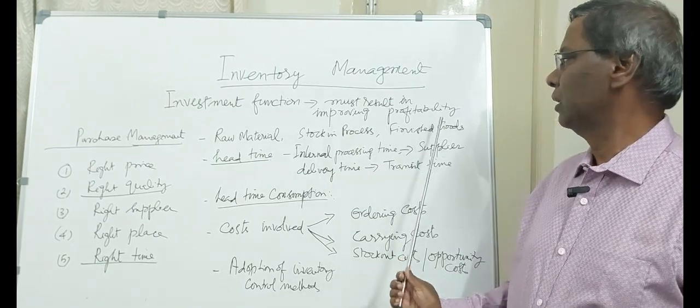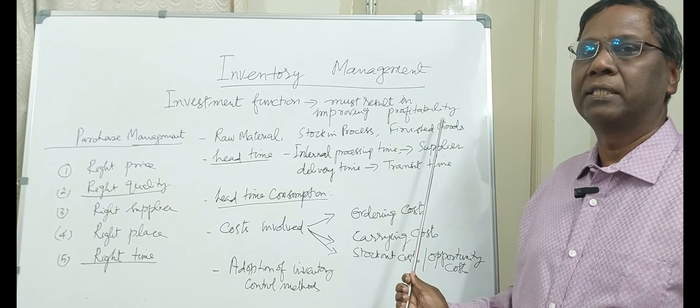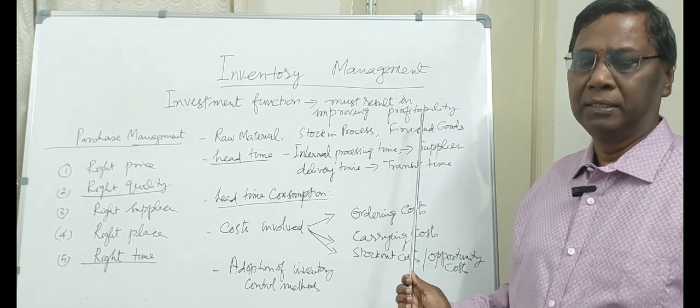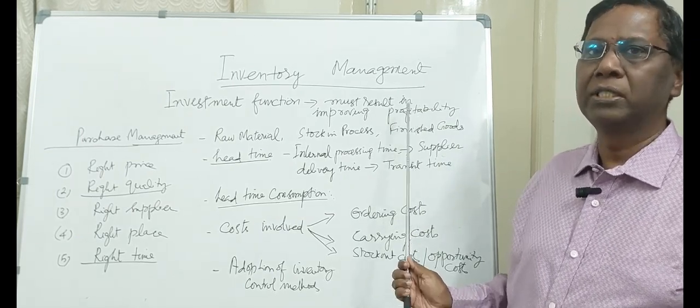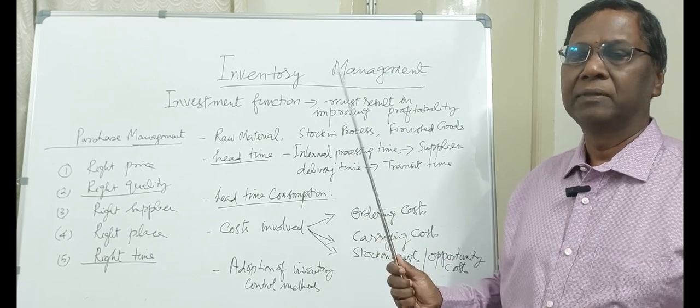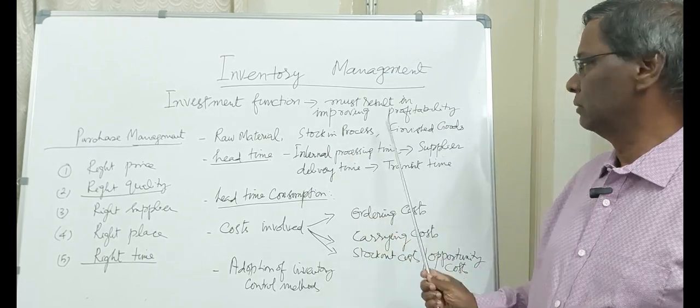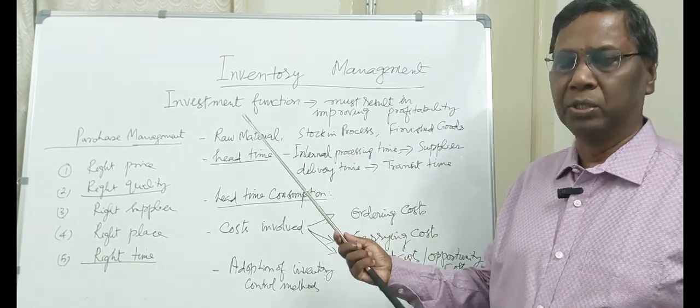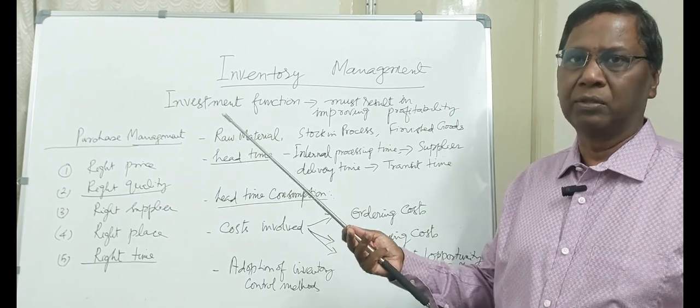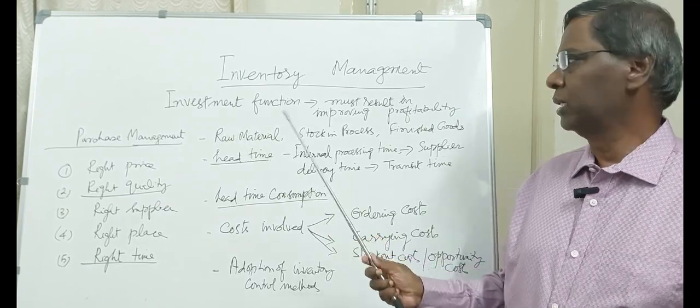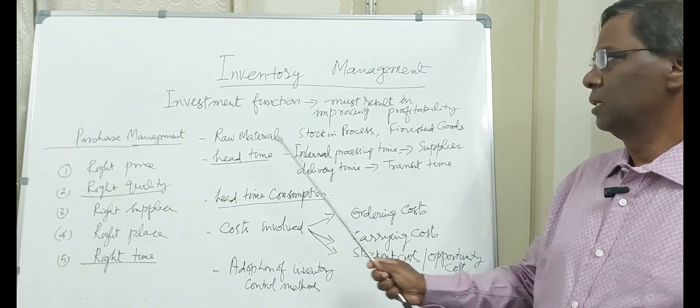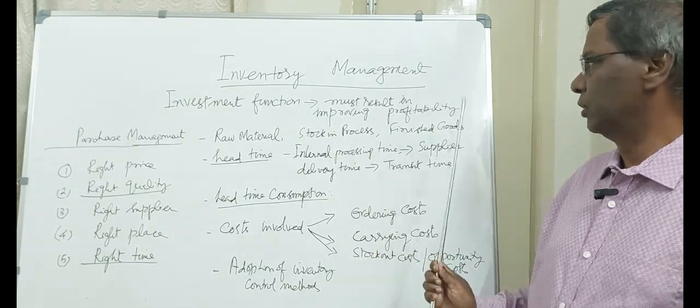For retail traders, it is only finished goods. Let us say he is dealing in cement. So he is dealing in cement, which is a finished good. He will buy the bags and he will sell the bags. So it is only finished goods. As a businessman, as a commerce student, you must know there are three main types of stocks: raw materials, stock in process, and finished goods.